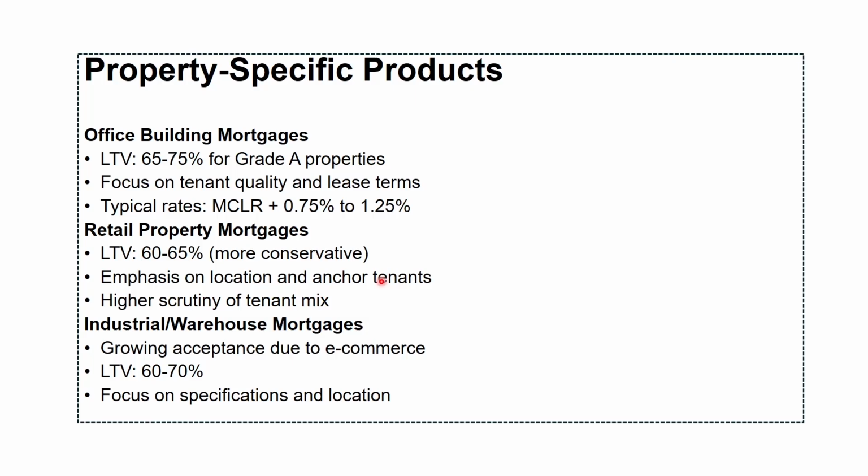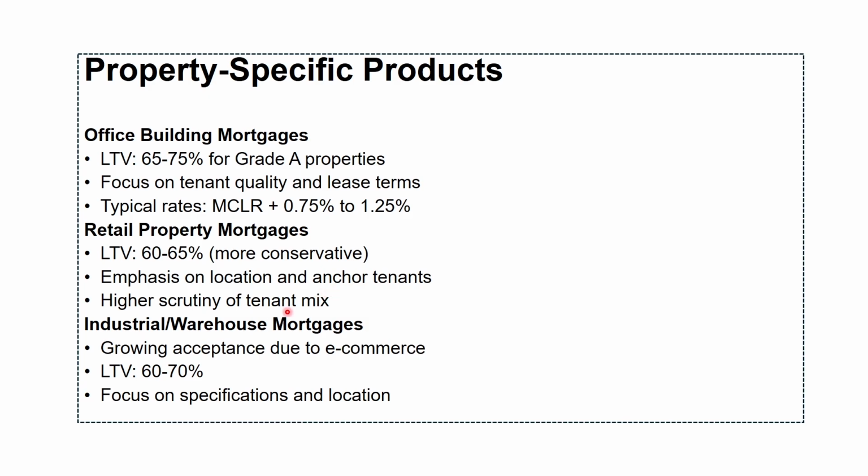So any lender would also look towards the anchor tenant. And the location of the mall becomes very crucial, because some areas are famous for shopping and more transport friendly. So all that will also be considered. And then higher scrutiny of the tenant mix, that is the kind of mix of different tenants a particular mall or retail destination has. So that will also play a crucial role here.